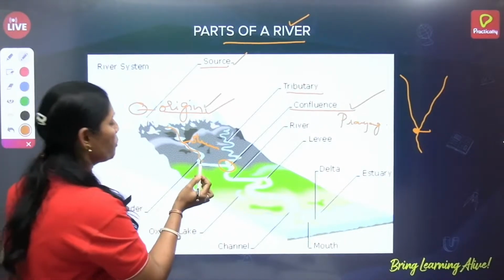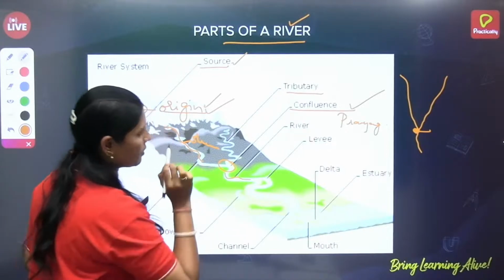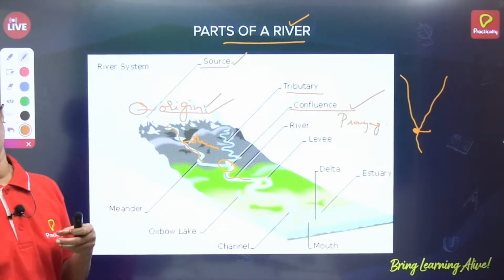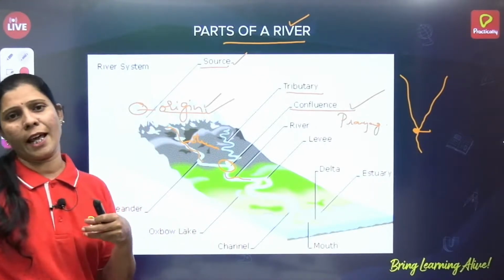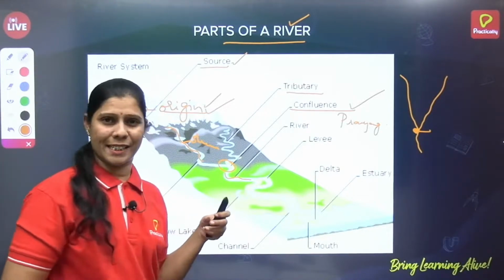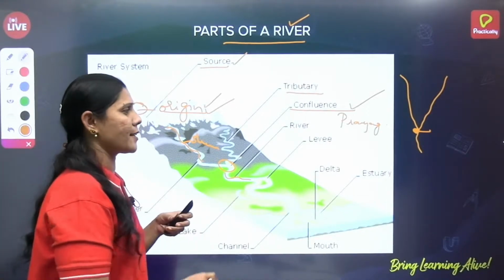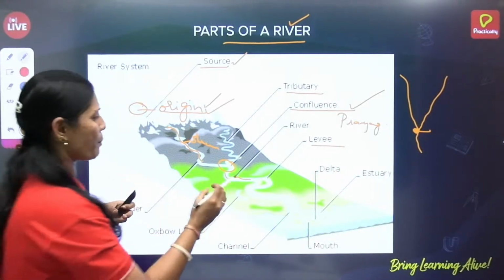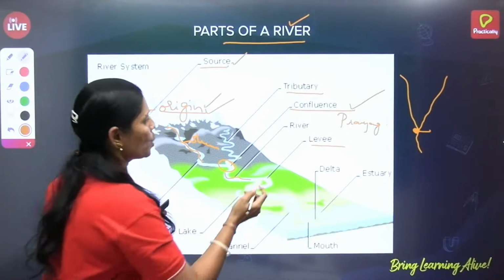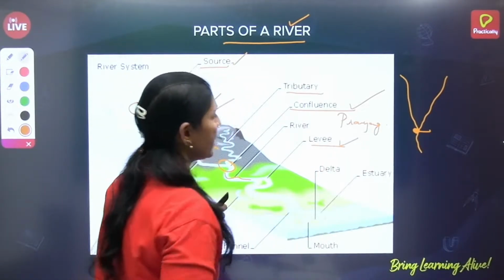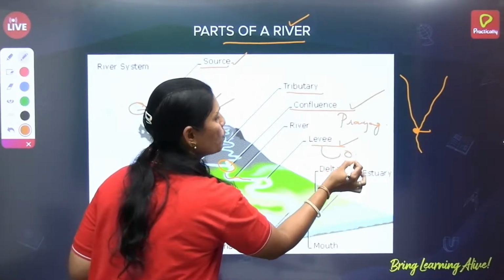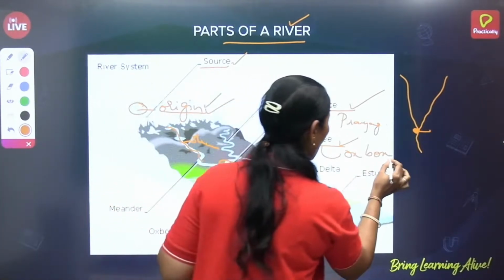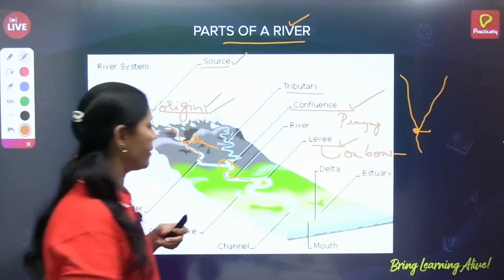Next, as its course goes on, sometimes due to excess water coming from the upper lands, it may fluctuate its direction. In such cases, small parts get separated from the main stream, so we call them loops, and these loops lead to oxbow lakes also. We will discuss oxbow lakes in the further courses.